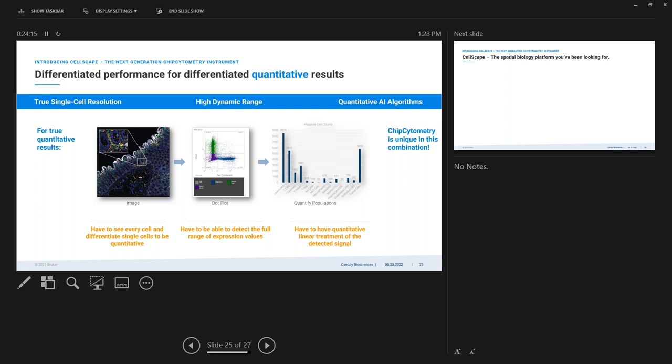In order to do these types of experiments and be truly quantitative, first you have to have the resolution and the acuity to see every cell and differentiate one cell from another. You have to have the dynamic range capable of detecting the full range of expression values we see in biology. And then you've got to have nice software to be able to accurately perform these types of analyses.